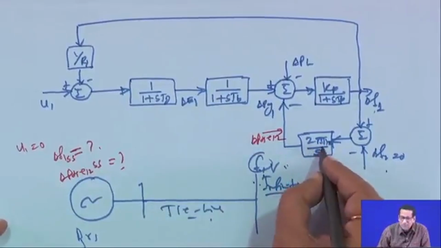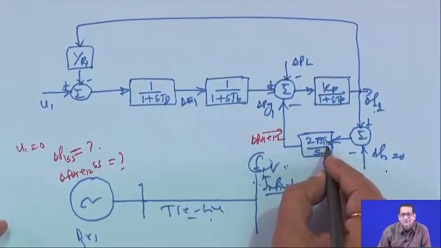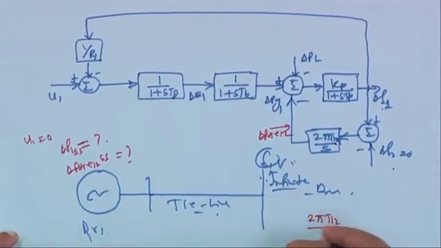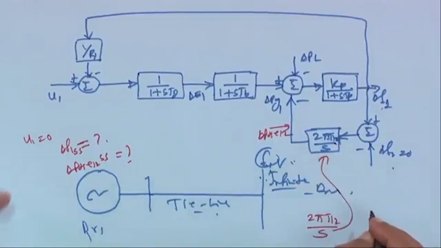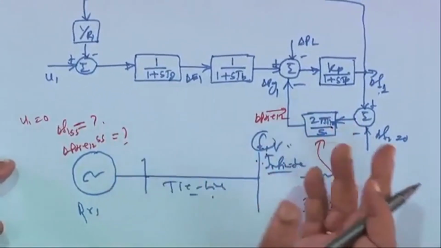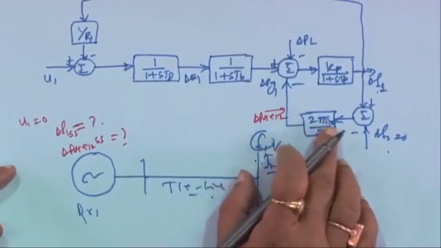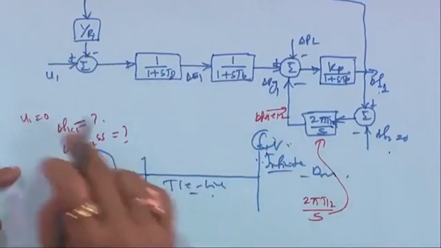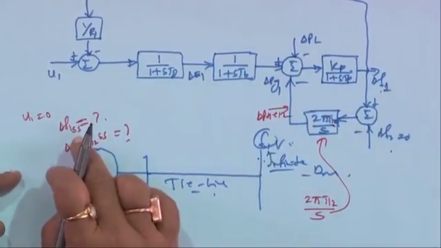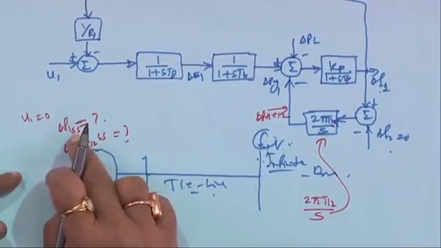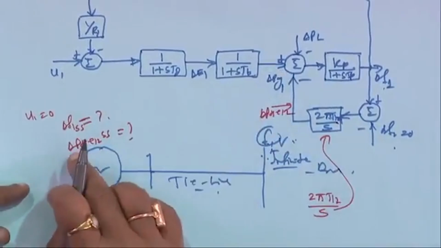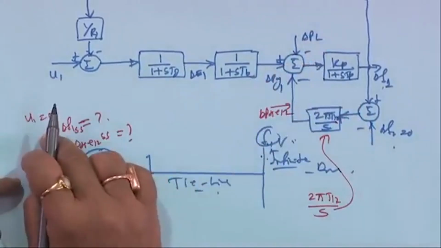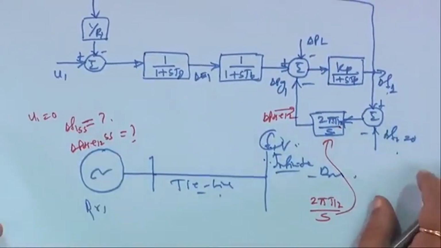And of course, in terms of 2 pi T12, the 2 pi T12 term is here also, right? Here it is a little bit clumsy. It is 2 pi T12 divided by S, this block, right? So in terms of 2 pi, T12, Kp, R1 and delta PL, you have to find what will be the delta F steady state value of frequency for such a system, and what is delta P tie 12 steady state for a step load change, for U1 equal to 0. This is an exercise for you, right?